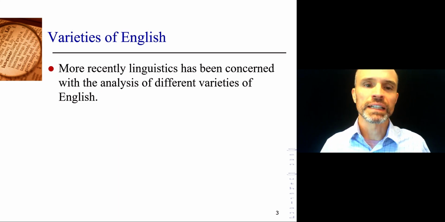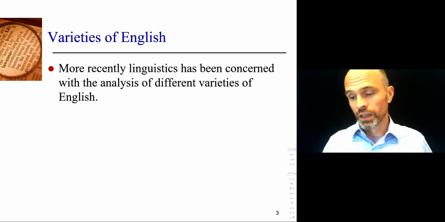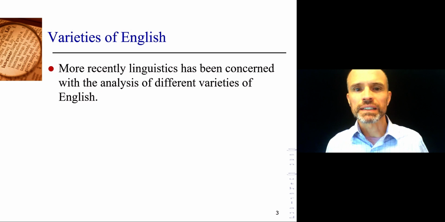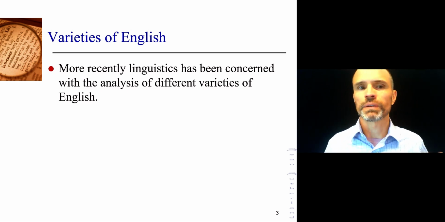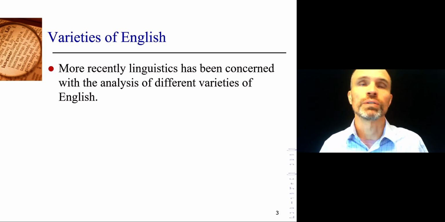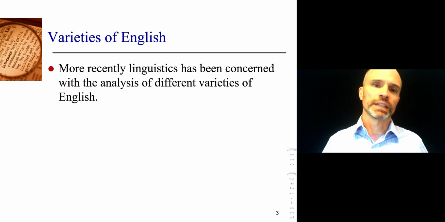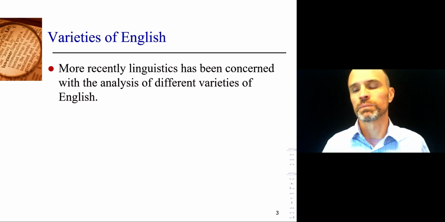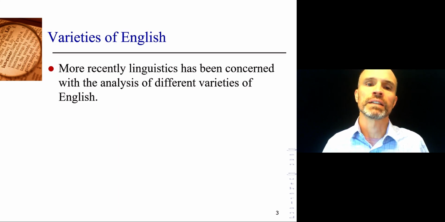We use the term variety here to mean any type of English that has enough features to make it distinct from others, right? Start with the easy ones. If I said there's a thing called American English and a thing called British English, well, in linguistic terms, you could call them two varieties of English.